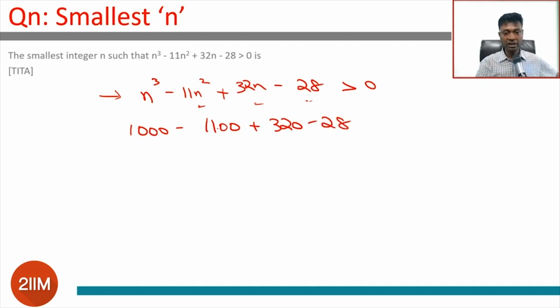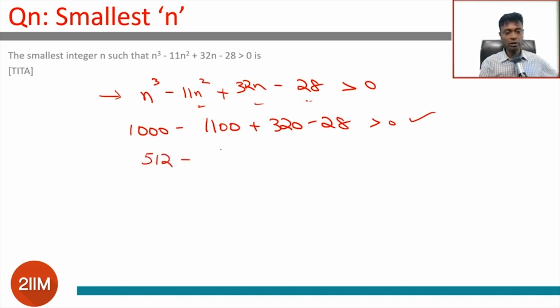1000 minus 1100 minus 100 plus 320 minus 28. So this works. Now maybe 9 will work, maybe 8 will work. I would like to skip to 8 and then come back and check 9. If 8 works, then I can go lower.